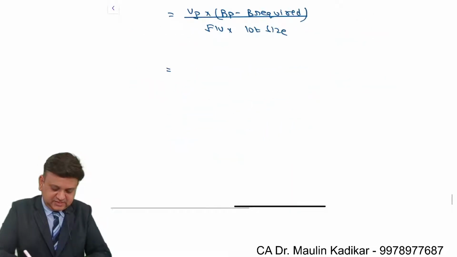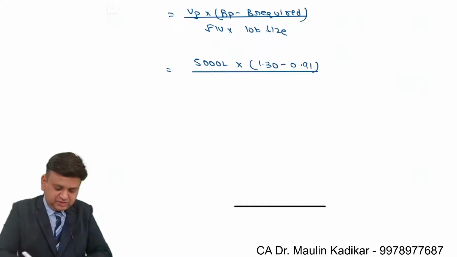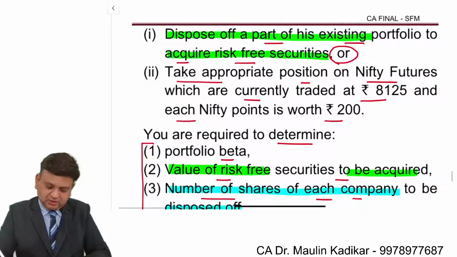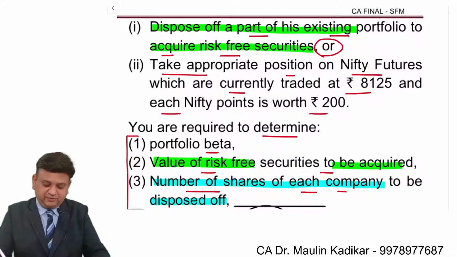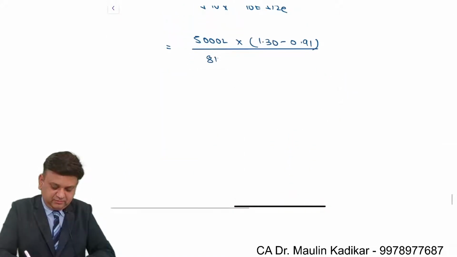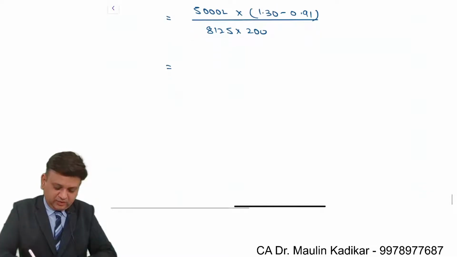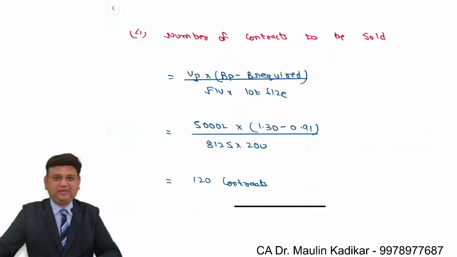Value of the portfolio is 5,000 lakhs. Beta of the portfolio is 1.30. Beta required is 0.91 divided by futures index value into lot size. So the question says that so take appropriate position on the Nifty Futures which are currently traded at 8125. यानी हमको futures value question में दे रखा है 8125 and lot size is 200. 5000 into 0.39. So the answer comes to exactly 120 contracts. That is the way the number of contracts to be sold can be calculated.